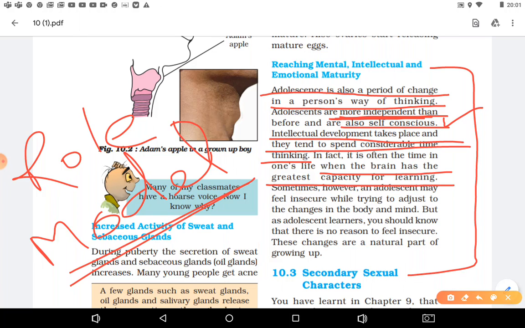But sometimes the kids, because the emotional maturity is also there, emotions are very up and down in the kids at this time, ठीक है. They feel very insecure while they are trying to adjust themselves to the change in the body and the mind. बॉडी के अंदर चेंजेस आ रहे होते हैं, माइंड सोच रहा होता है, तो कुछ लोगों को खुद ही नहीं समझ आ रहा होता कि हो क्या रहा है ये, ठीक है. बट इसमें ऐसा होता है कि इसमें इनसिक्योर होने की ऐसा कोई फीलिंग की ज़रूरत नहीं होती. दे आर द नेचुरल पार्ट ऑफ द ग्रोइंग अप.